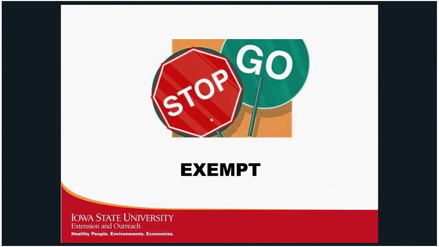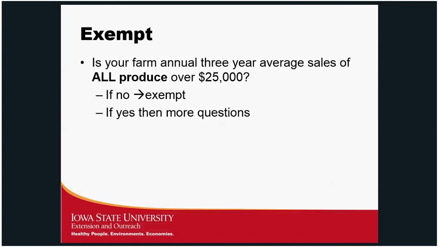So, moving on to exemptions. I always like to go over this to make sure everybody's on the same page. Is your farm exempt or not? Is your farm's annual three-year average sale of all your produce, both your rarely eaten raw and your eaten raw produce, over $25,000? If it's over $25,000, then we have more questions to ask. If it's under $25,000, then you are exempt from the rule, and I'll tell you what that means.